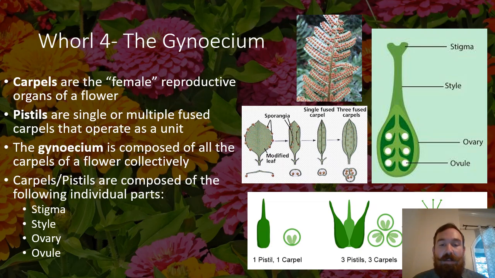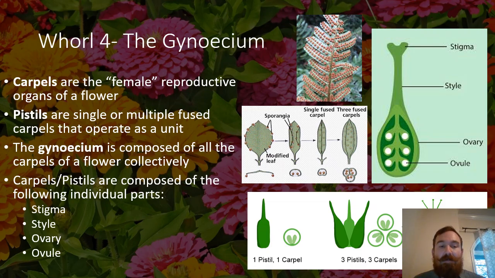So you can see that over time, this leaf gradually rolled up, it sealed itself shut, and then some plants started to put multiple of these rolled up leaves containing spores together to create what we call a pistil. So a pistil is a single or multiple fused carpels, and they operate as a unit. When we look here in this top right corner, we see we've got a stigma, style, ovary, and ovule. This is one pistil, and it could be composed of one or more carpels that have been fused together.